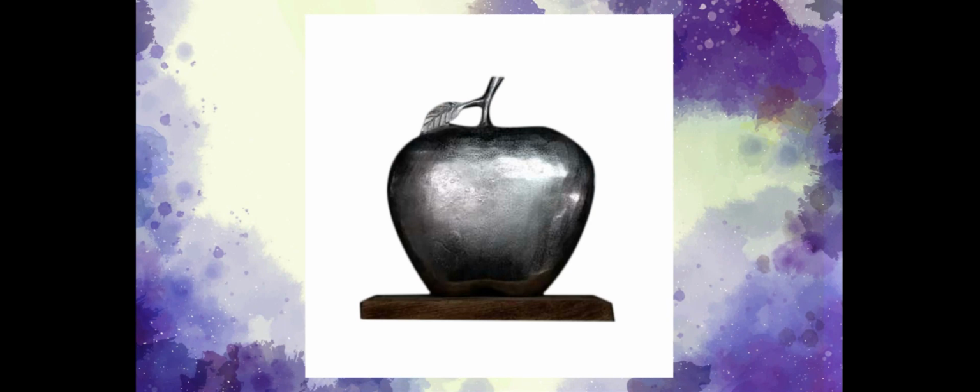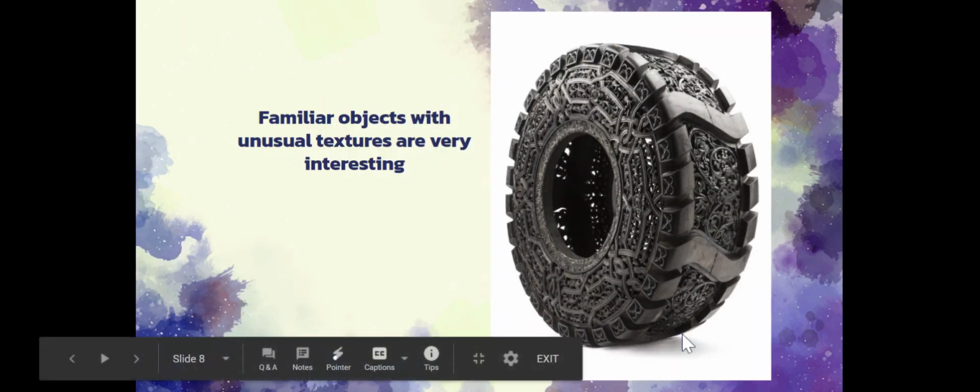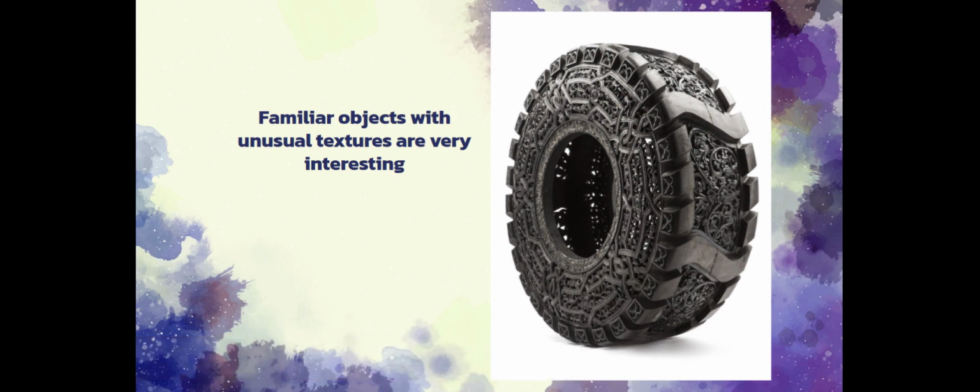We can see that just by looking at it because we're so familiar with textures, okay? But that's what makes this apple interesting. That's what made the umbrella in the last slide interesting as well. Now look at this, right? So as I just said, familiar objects with unusual textures are very interesting.